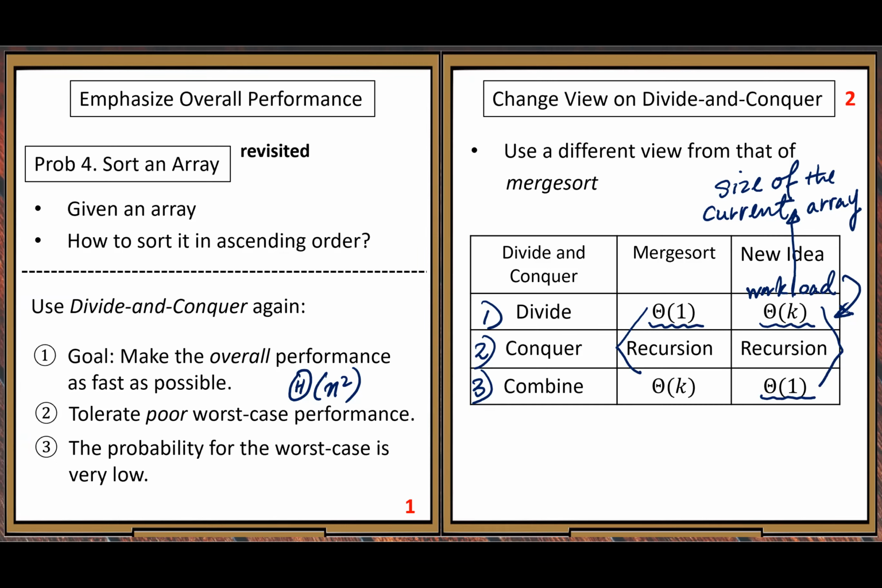Comparing with the merge sort, the typical workload is at the combine step. Merge step, right? That's the reason we call this method merge sort. You can see the main workload is at the merge step.